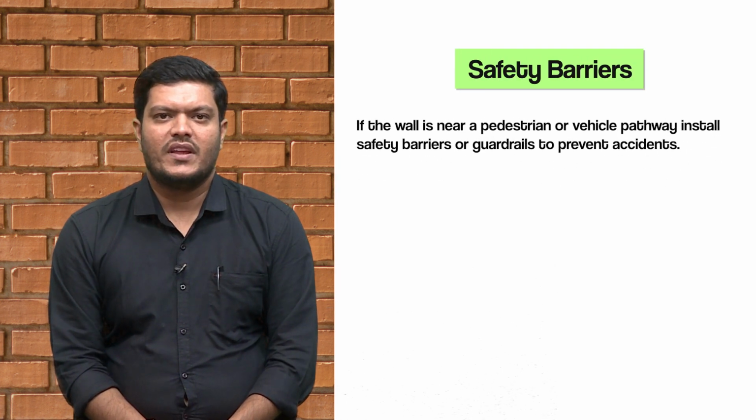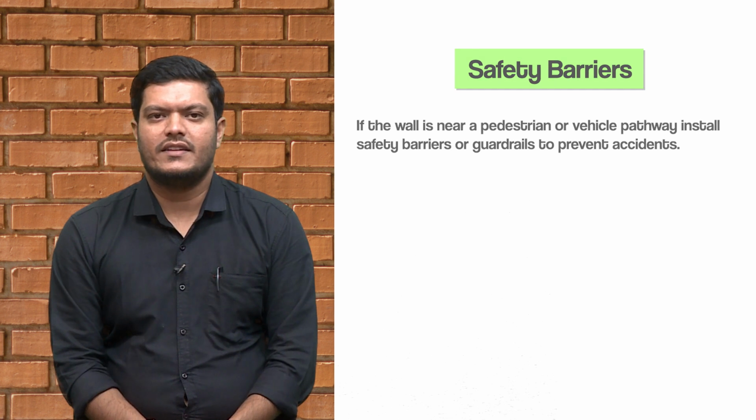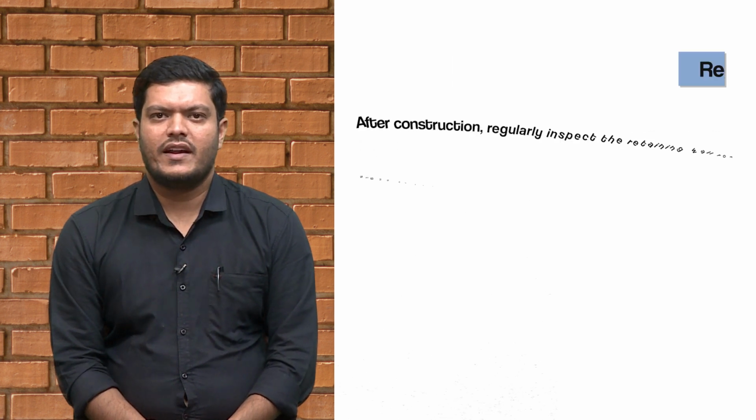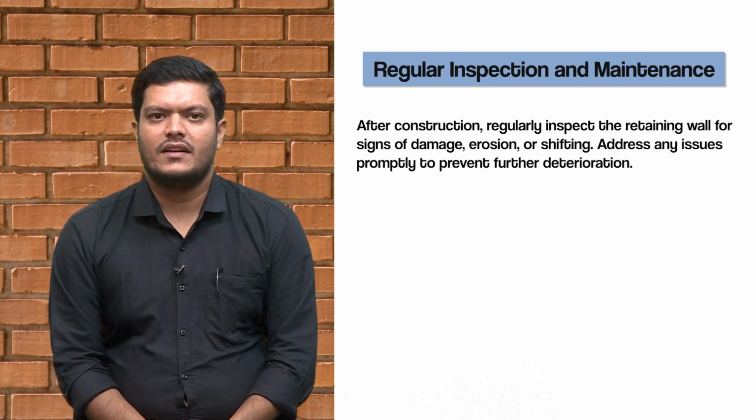Safety barriers. If the wall is near a pedestrian or vehicle pathway, install safety barriers or guardrails to prevent accidents. Regular inspection and maintenance. After construction, regularly inspect the retaining wall for signs of damage, erosion, or shifting. Address any issues promptly to prevent further deterioration.